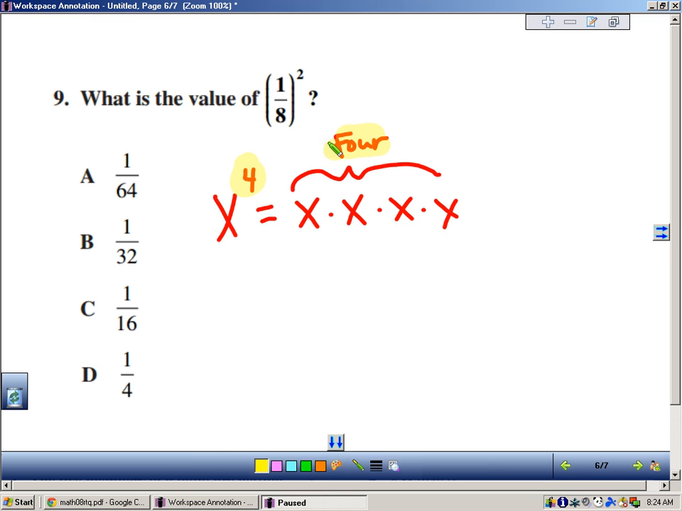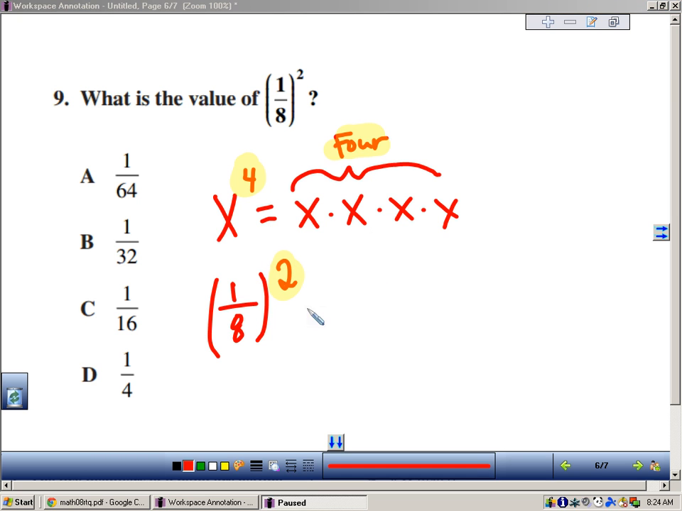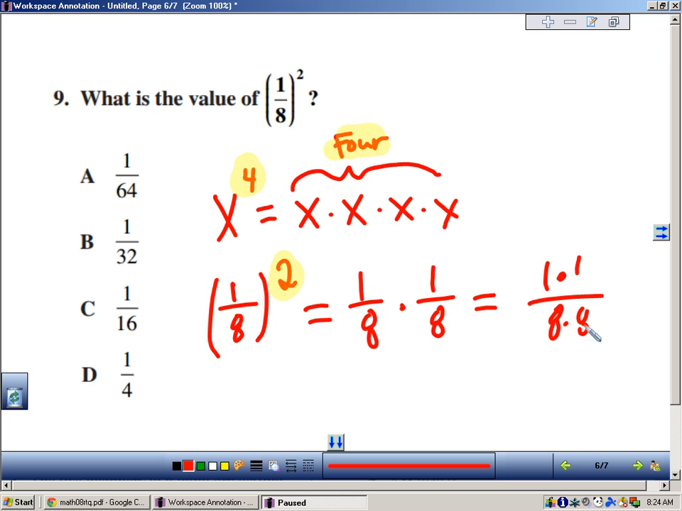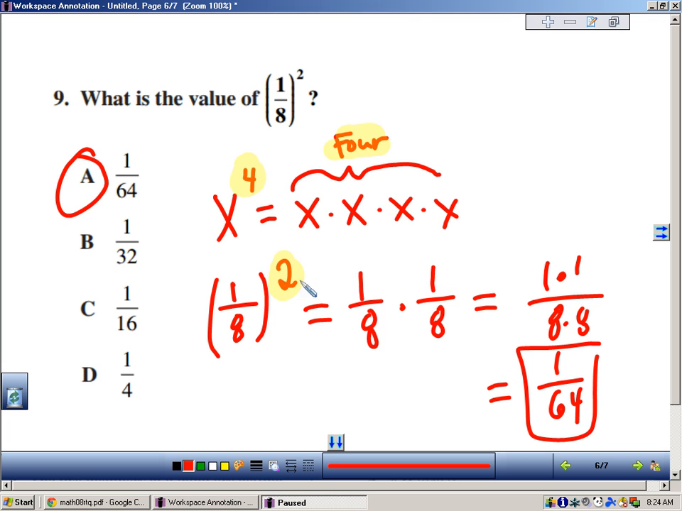And so when you have an expression like 1/8, it's still the same situation. It's a fraction. And what you're doing is you're going to write it repeatedly 2 times. So you are multiplying 1/8 twice. That just means 1 times 1 over 8 times 8, which is 1 over 64.